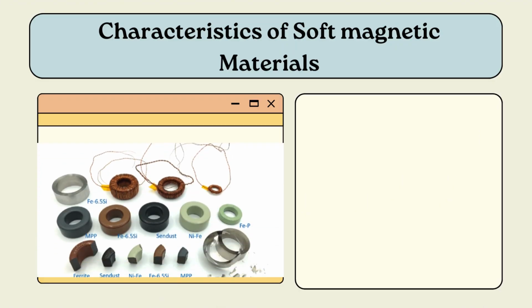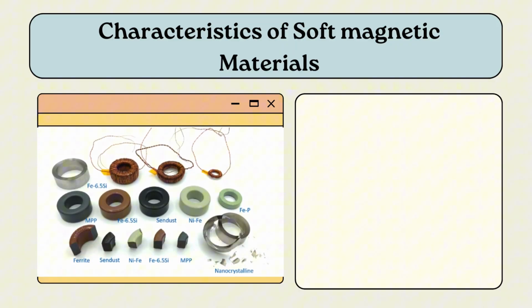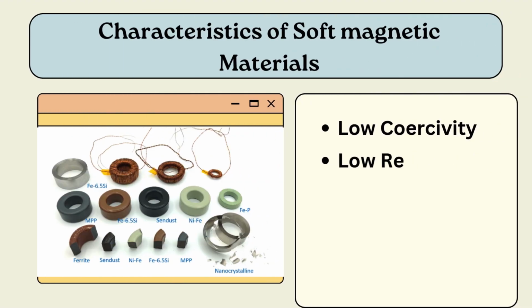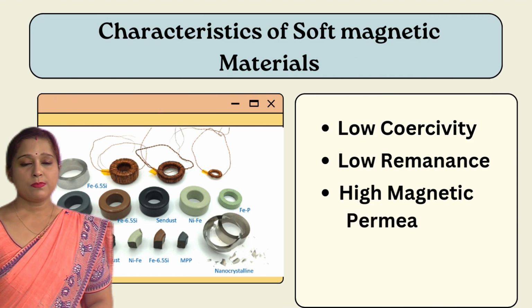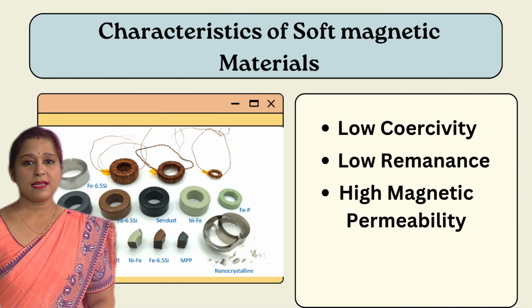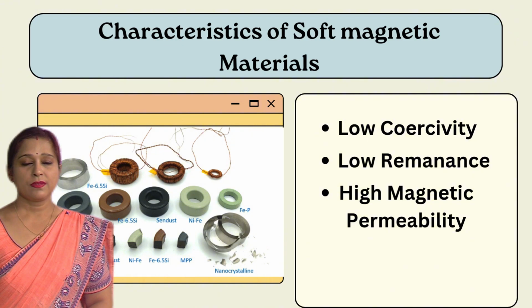We are moving to the characteristics of soft magnetic materials. As we have already discussed, the soft magnetic materials have low coercivity. These materials require only a small external magnetic field to reverse their magnetization. They retain very little magnetization after the external magnetic field is removed. They have high magnetic permeability. These materials are very easy to magnetize and demagnetize.